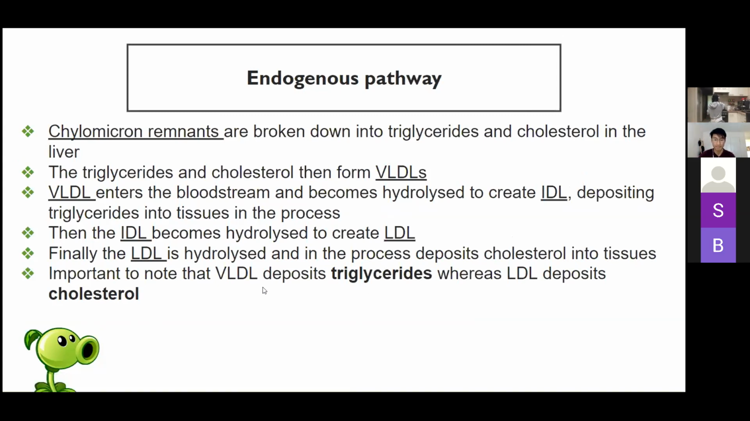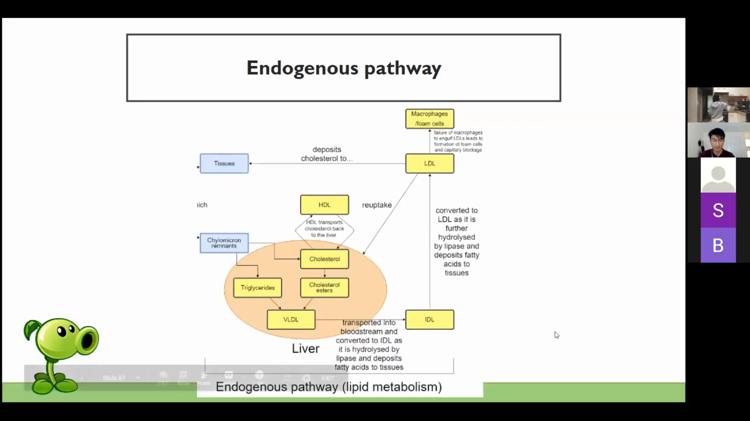Okay. Right. So that's just a diagram of it. You can see here that I was talking about the chylomicron remnants. They get repackaged into VLDL, and then they become IDL, and then they become LDL.